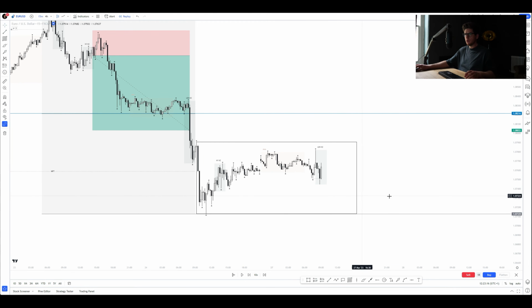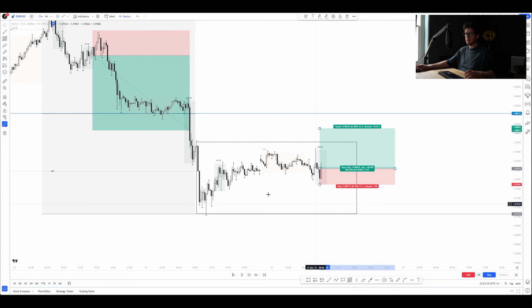It's an internal fractal sweep. And importantly, it's the most recent fractal sweep. Who cares about these ones over here? We don't. It's the most recent. And the candle that swept is the one that we set the order on. I know I've skipped ahead here because I'm talking.